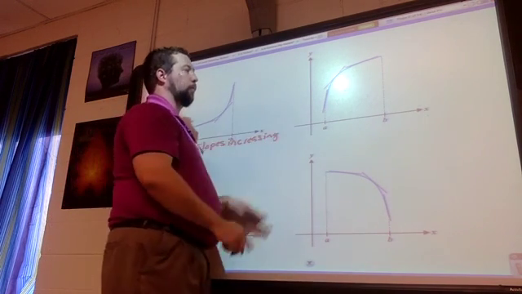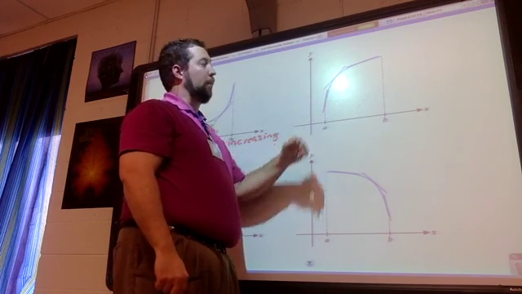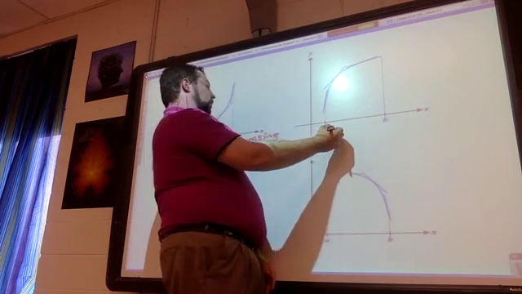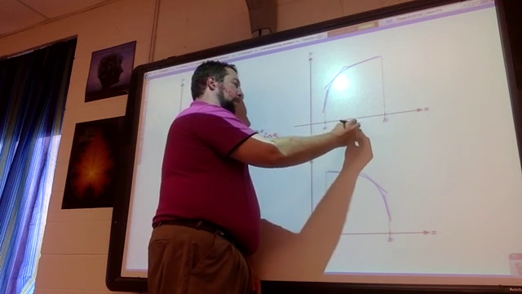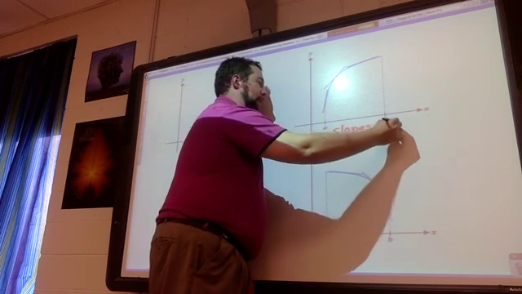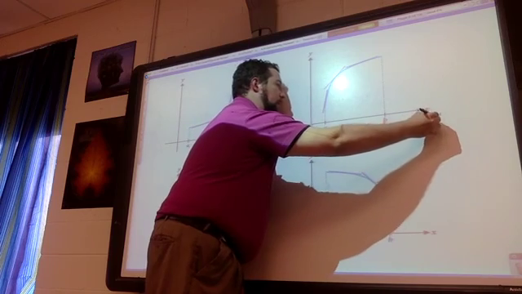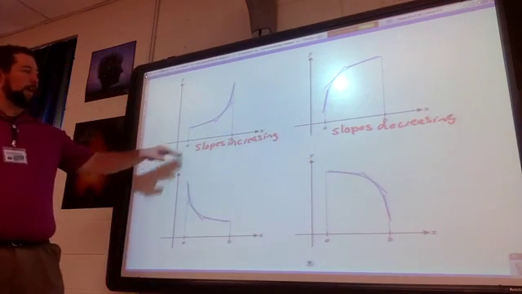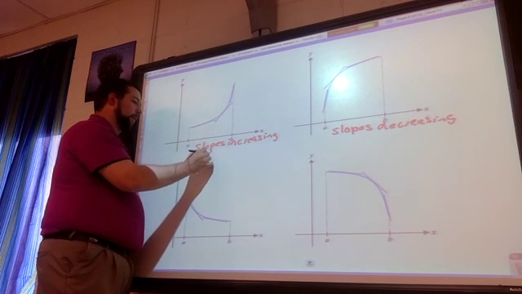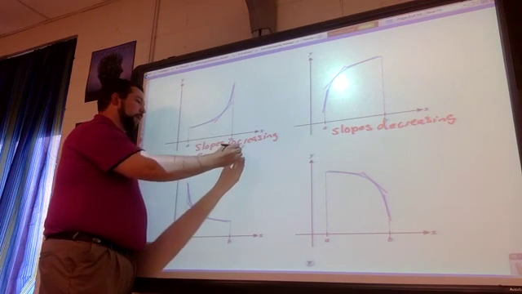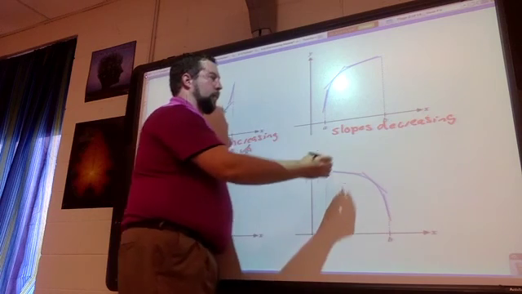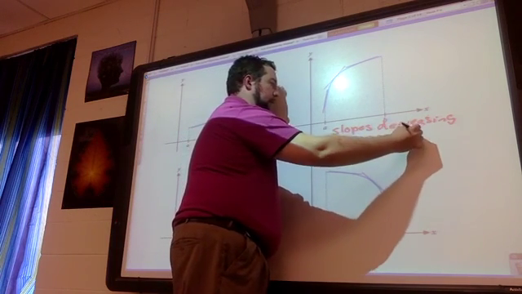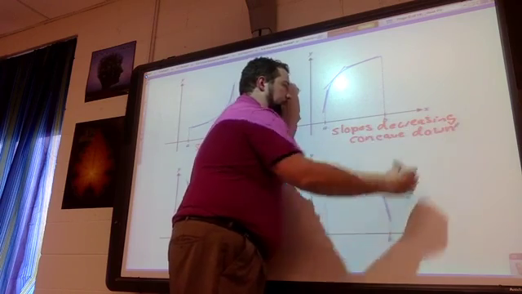And this one is very, very steep, so a very positive slope. A little bit less positive, a little bit less positive. So the slopes are actually decreasing. What that does to the graph is this first graph, we call concave up. And this second one, we call concave down. But it's not going down.